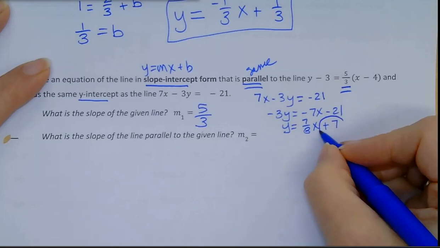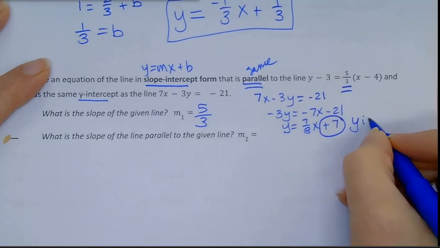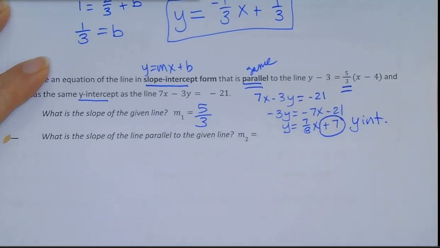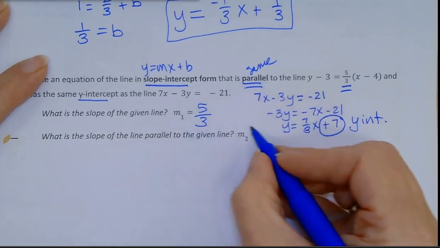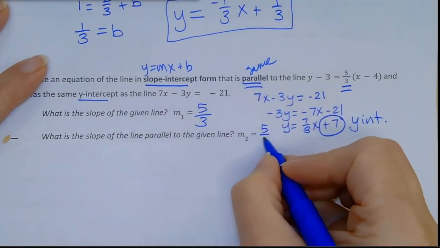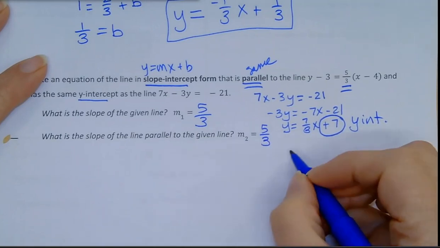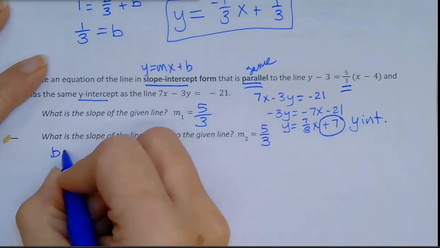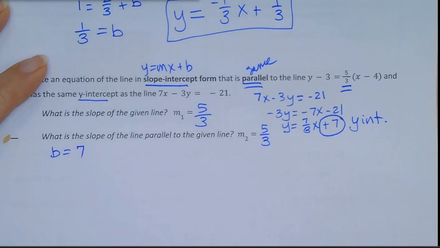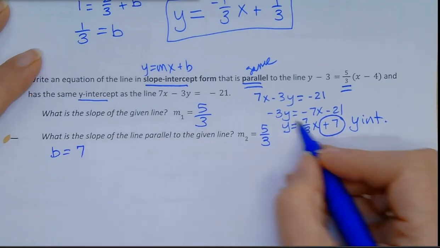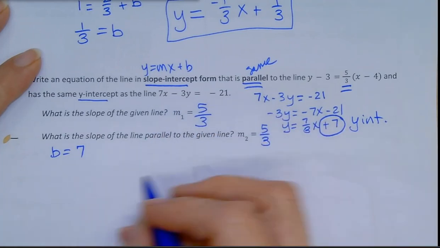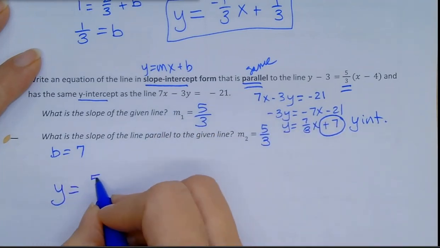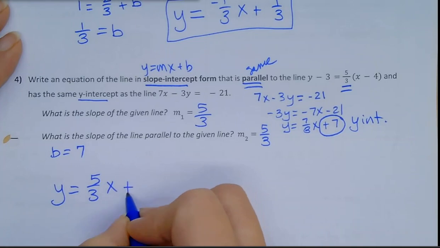Okay, this is the y-intercept that I need, right? In this case, I need a line that's parallel, so it's going to have a slope of 5/3, same slope, right? And I need b in my new line to equal 7, because b has to be the same as the b or the y-intercept in here. All right, so I can say y equals 5/3 x plus 7.